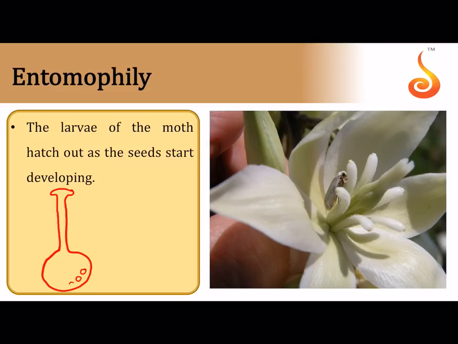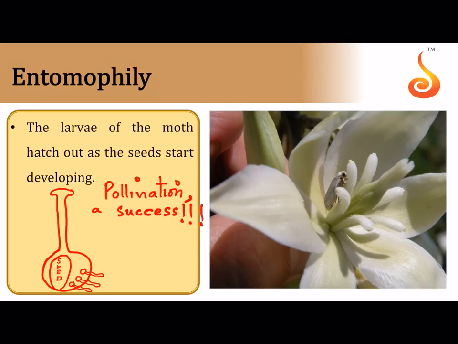So her eggs are inside. Larvae come out of her eggs. Her eggs are hatching. At the same time her eggs are hatching, what is formed inside the ovary? The seed has developed. How did the ovule become seed? Because the pollination was a success, and after pollination, fertilization happened, and that resulted in the formation of a seed.